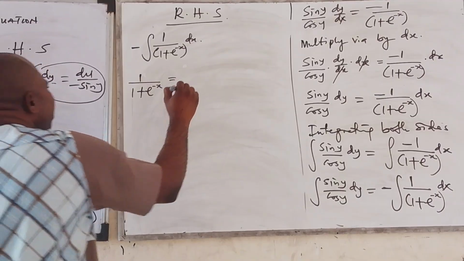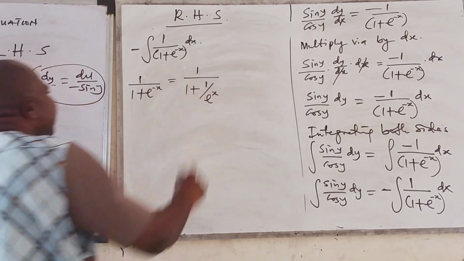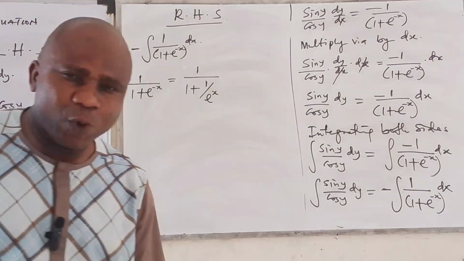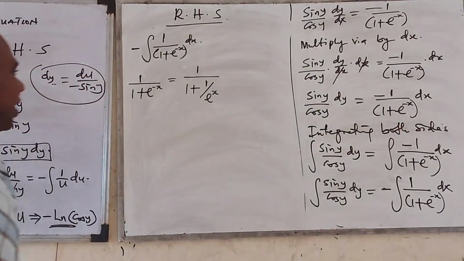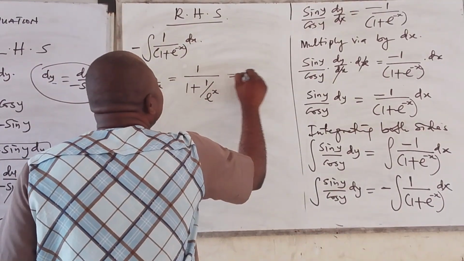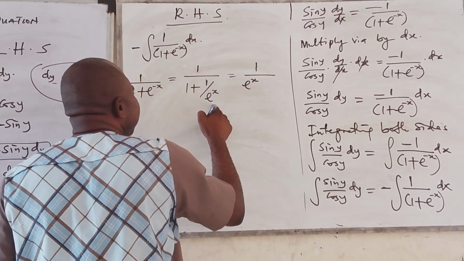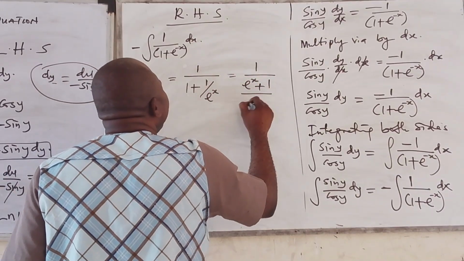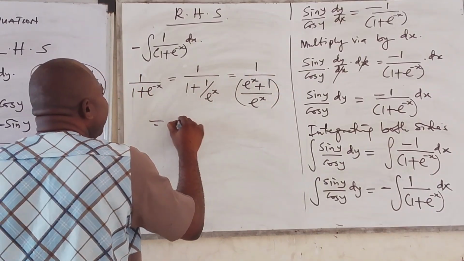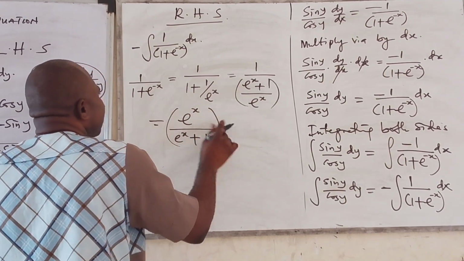This is the same as saying 1 over 1 plus 1 over e to the power of x, because from indices, a raised to the power of minus x is the same as 1 over a to the power x. So e to the power minus x is the same as 1 over e to the power x. So the whole of this is 1 over, this times this plus this over this, that is 1 over (e^x plus 1) over e^x. The reciprocal gives e^x over e^x plus 1. So that's the whole of this.